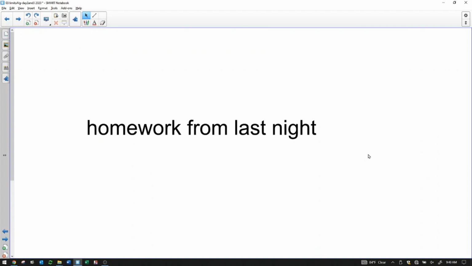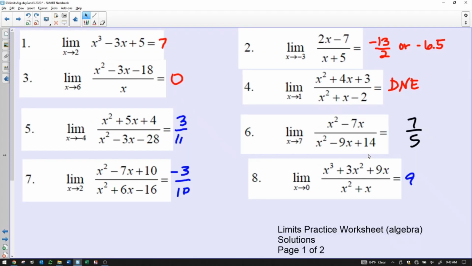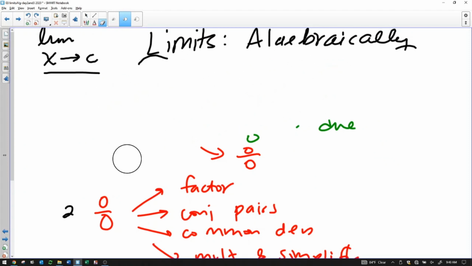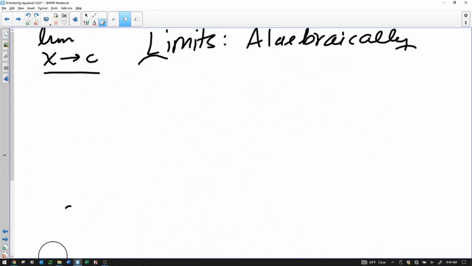All right. What I want you to do is go to last night's notes. Go to yesterday's notes. Sorry, yesterday's notes, and we're going to finish that up. We're going to talk about conjugate pairs.